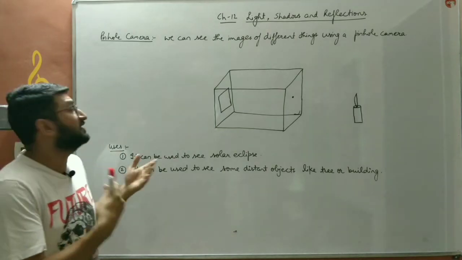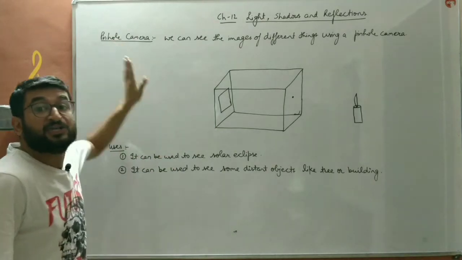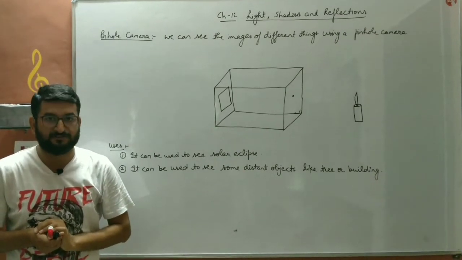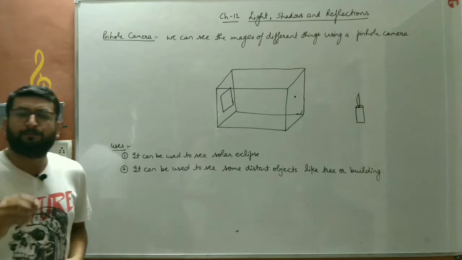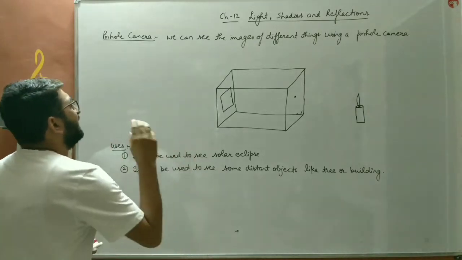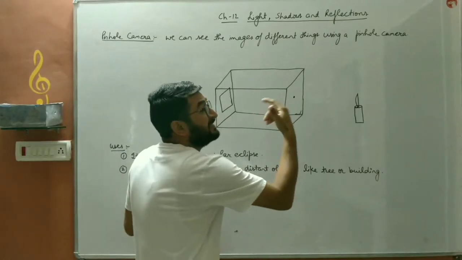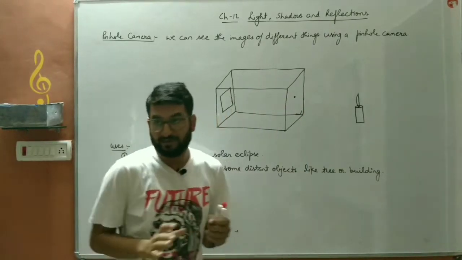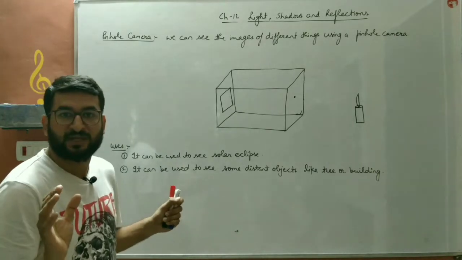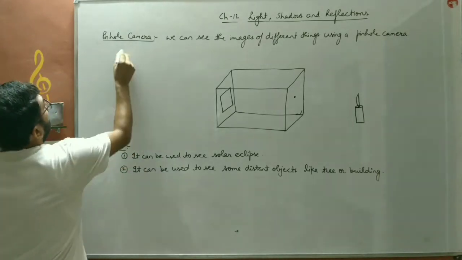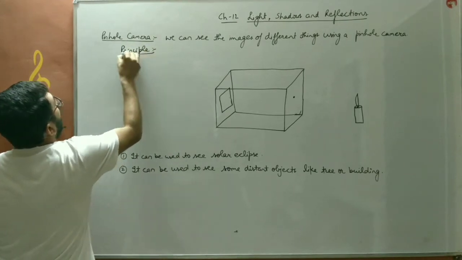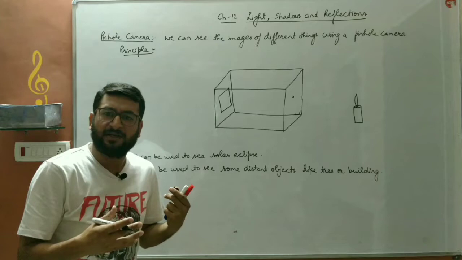The next topic of our discussion, that is the pinhole camera, is based on rectilinear propagation of light. Pinhole camera. What is a pinhole camera? As its name indicates, it's a pinhole through which we can see the images of various objects. The principle of the pinhole camera, what do you mean by principle, bachche? The basis on which it works.